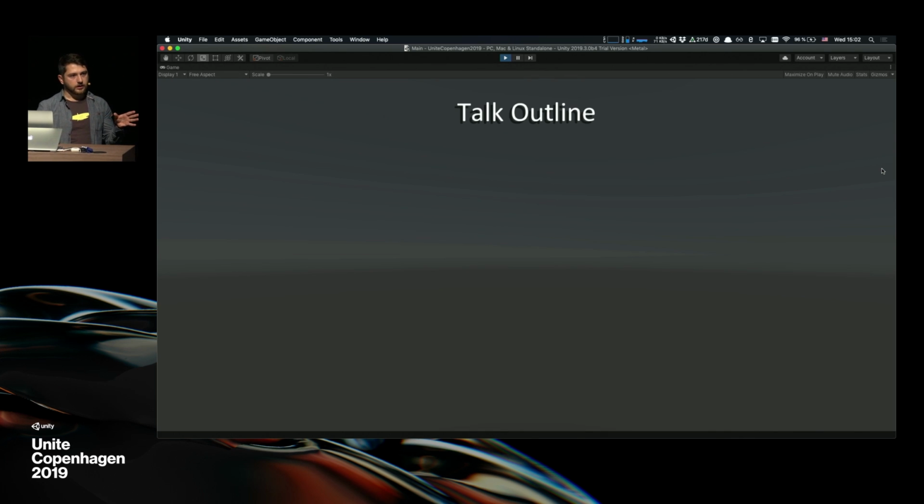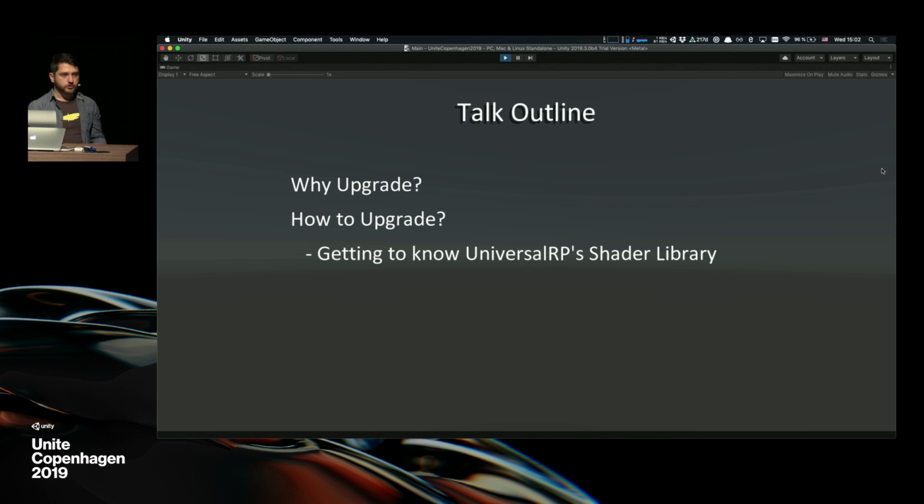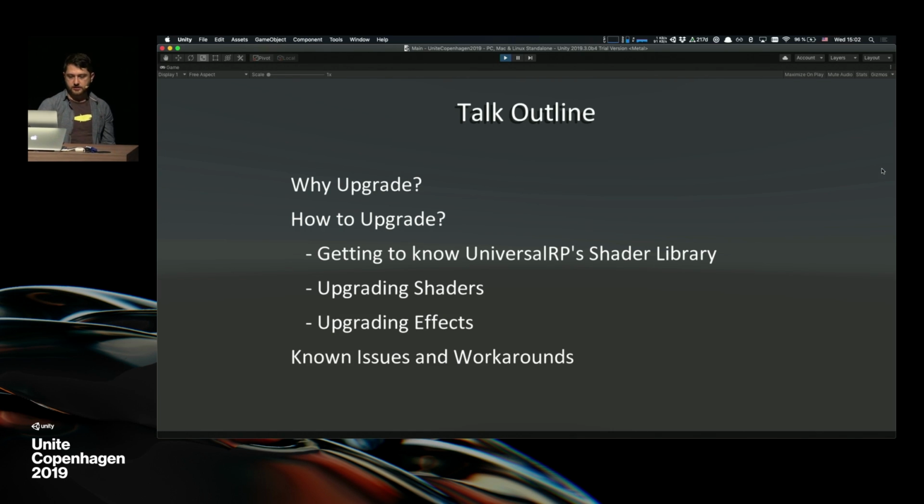Let's quickly go over what we will talk about. We'll first touch on why would you want to upgrade an existing project to Universal RP in the first place, and hopefully once you're satisfied to a good level, we'll get on to how do we actually do the upgrade. We're going to get to know Universal RP's shader library a bit, and we're going to talk about upgrading your shaders and upgrading effects. And we're going to also touch on some known issues with Universal RP at the moment and potential workarounds.